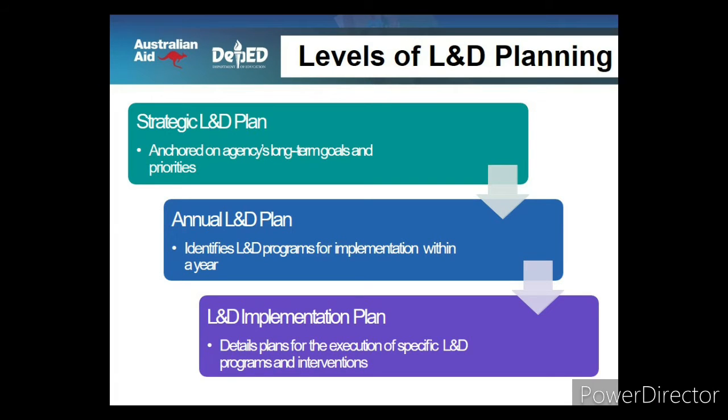Levels of learning and development planning. The highest among the three is the Strategic Learning and Development Plan, which is anchored on agencies' long-term goals and priorities. Next is the Annual Learning and Development Plan, which identifies learning and development programs for implementation within a year. And the bottom level is the Learning and Development Implementation Plan, which details plans for the execution of specific learning and development programs and interventions.